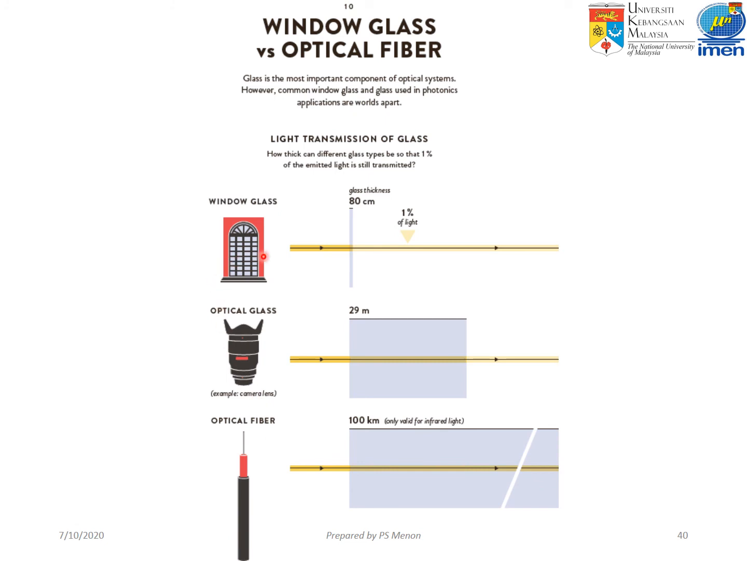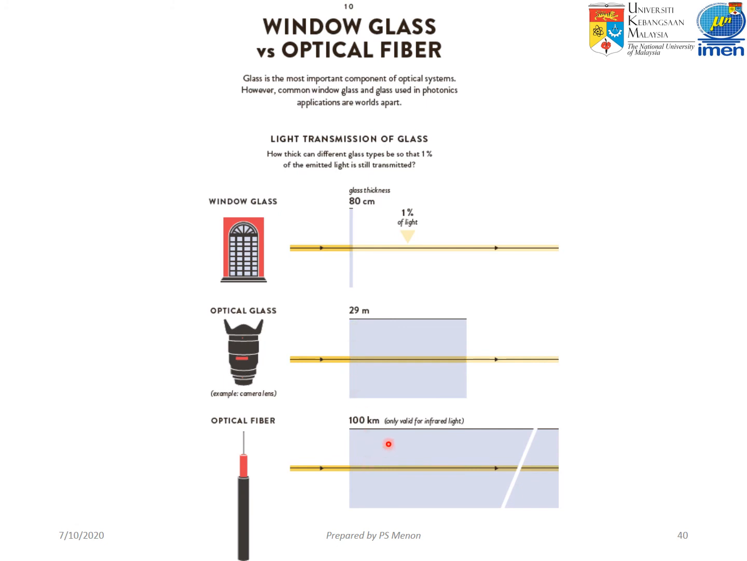So light is transmitted in all 3 different mediums, and we only want 1% of the emitted light to still be transmitted. If you transmit the light in a window glass, you can see that 1% of light is only transmitted for 80 cm only. And in an optical glass, 1% of light is transmitted in an optical glass as thick as 29 meters.